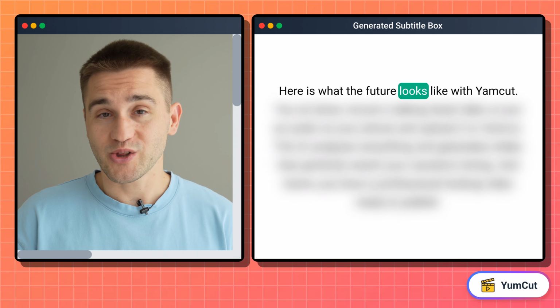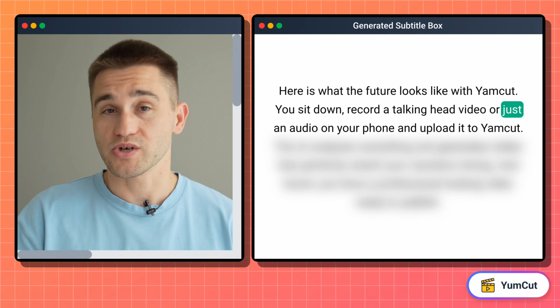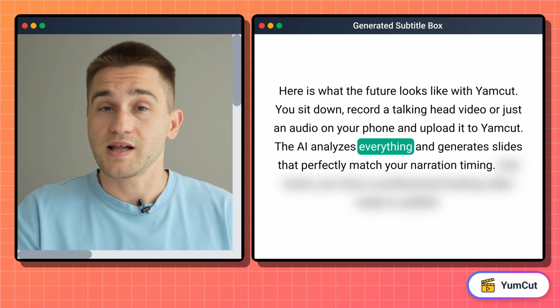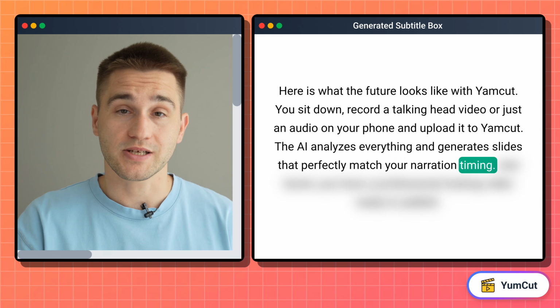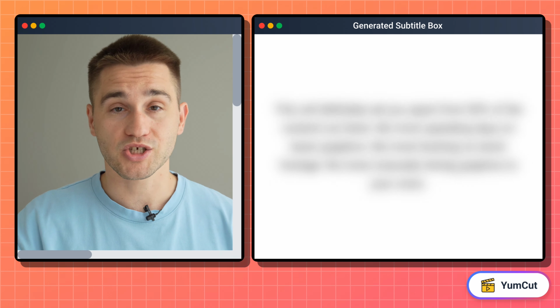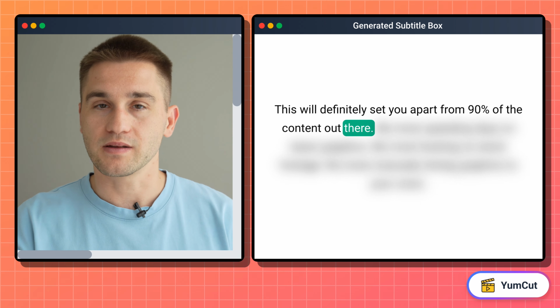Here is what the future looks like with YumCut. You sit down, record a talking head video or just an audio on your phone and upload it to YumCut. The AI analyzes everything and generates slides that perfectly match your narration timing. And boom, you have a professional-looking video ready to publish. This will definitely set you apart from 90% of the content out there.